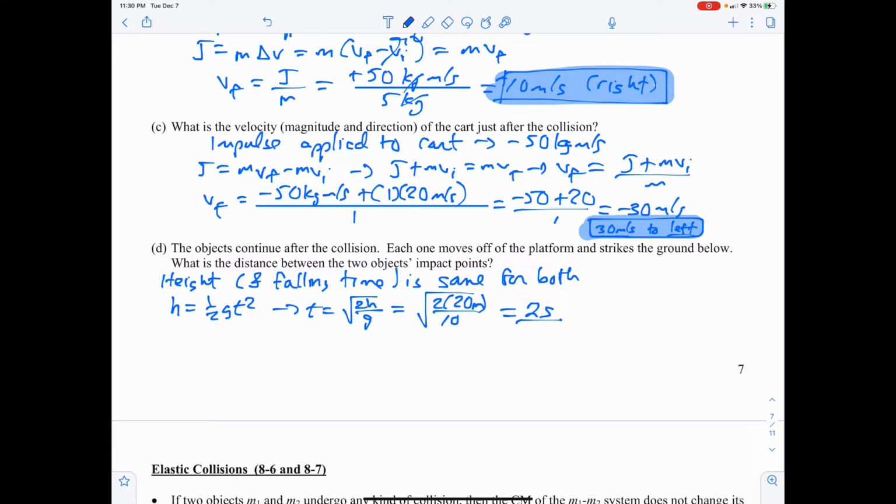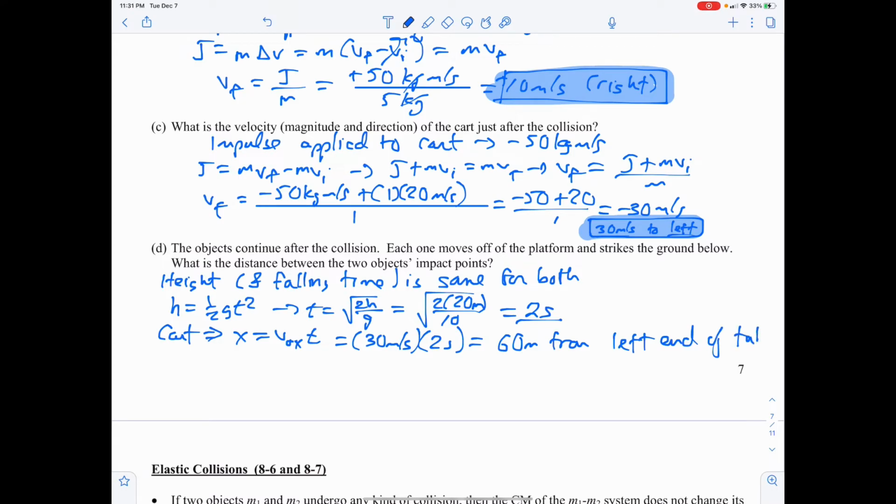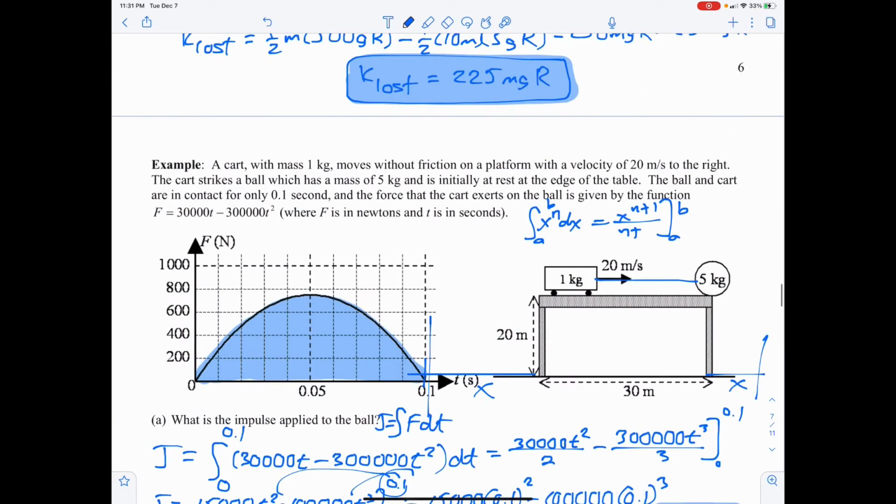So the cart, we're going to use the equation x equals v naught x t. Well, it's going to go off the edge of the table with 30 meters per second, and it's going to fall for 2 seconds, which means it's going to land 60 meters from the left end of the table. So if we go back up to the diagram, it's going to do that, right? And that whole thing right there is 60 meters.